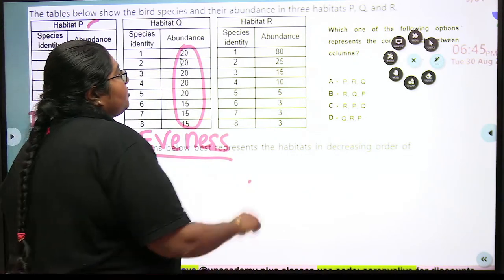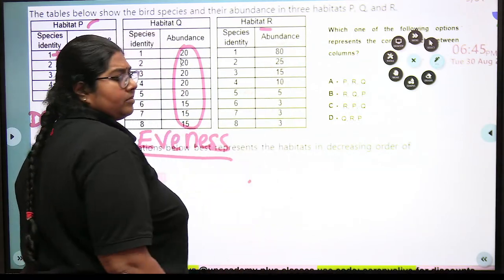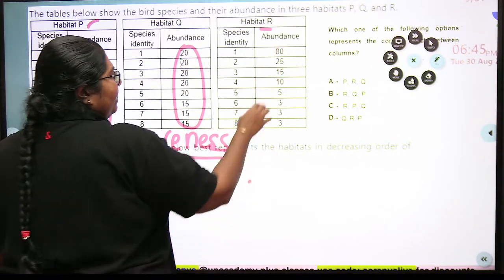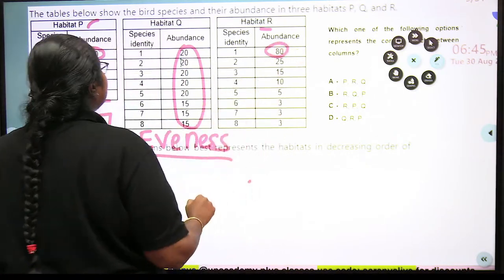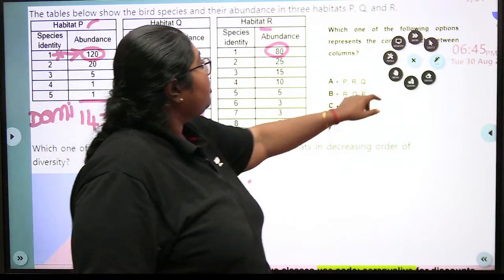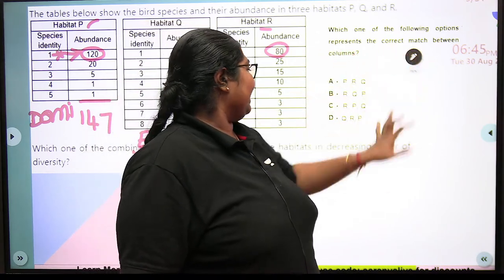Fantastic. So now come to R. Is this dominant much? Not much dominant. Is it even? Not much even. But this fellow is quite diverse, isn't it? So they are asking in this question, which of the following options represents the correct match?